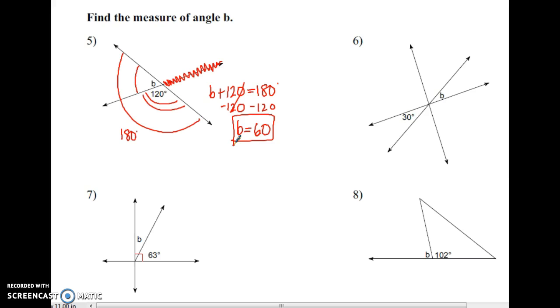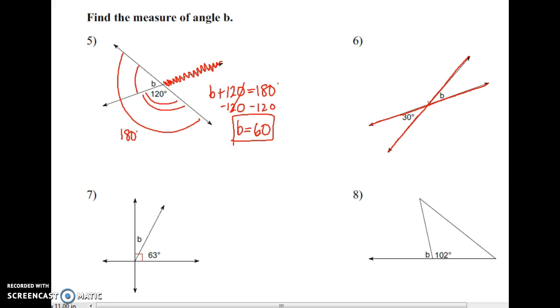I'll do one more from this section, and then the rest will be on your own. Looking at number 6, I see that there is an x formed by these two lines that intersect, which means that this other line is not going to help us with our question. So we can ignore that other line and focus just on this more simple diagram.